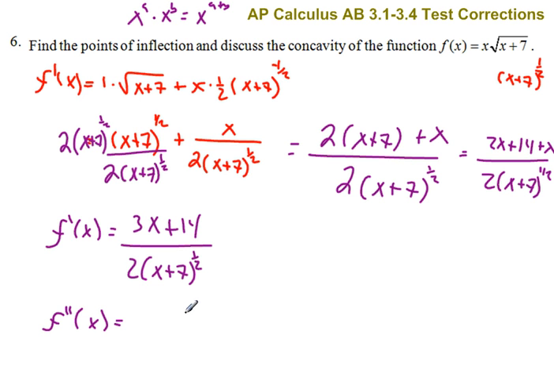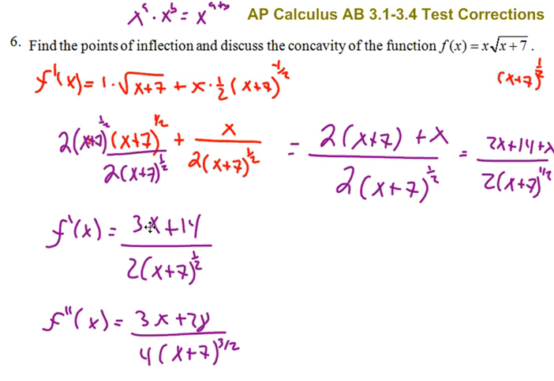And I'm just going to go ahead and write it out. You can work that out yourself here. So my second derivative is just going to be (3x + 28) all over 4 times (x + 7) to the 3 halves. Okay, and you could find this derivative by just using the quotient rule, and you can get that right there.